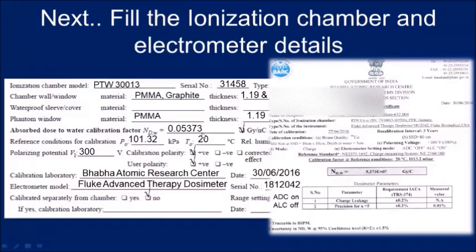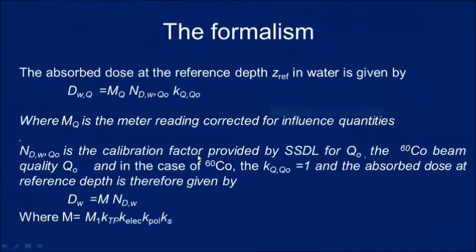And another couple of more things you have to note from here is the voltage at which the measurement was done. It is plus 300, both polarity and voltage. So that has to be noted. It is ideal to do in the same polarity and voltage. And coming on to the electrometer, whether the electrometer is calibrated separately, if no, don't worry, then the same factor will work. If it is calibrated separately, you will have a calibration factor. And most of the time what we do is we calibrate the electrometer and the chamber together.